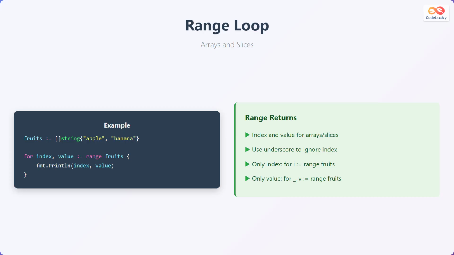The range keyword returns both the index and the value for each element in the array or slice. You can use an underscore to ignore the index if you only need the value like this. for _, v := range fruits. Also, you can retrieve only the index like this. for i := range fruits.